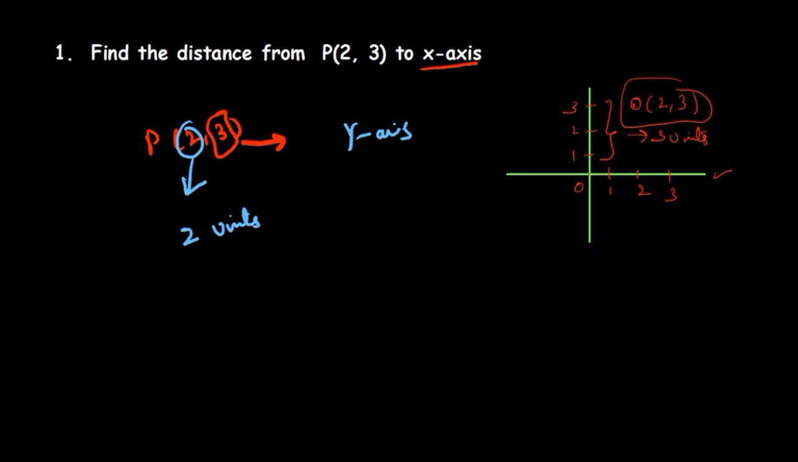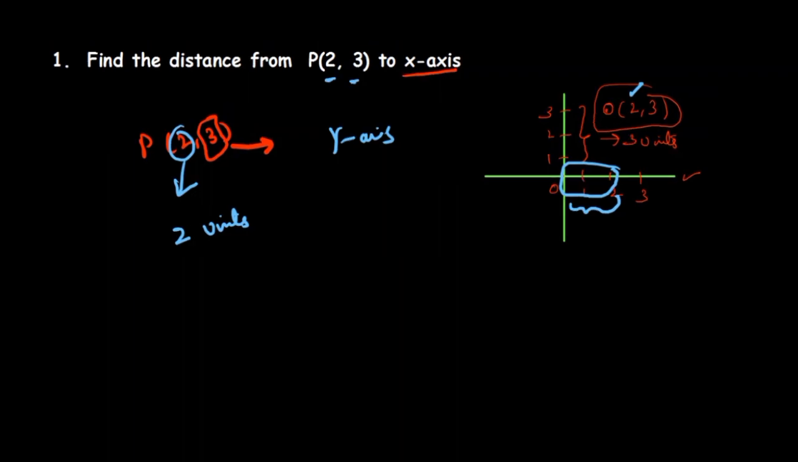For suppose you can observe here. Now 2, 3 is a point. How much distance is this from y-axis? You can check, this is only 2 units. So it's very simple. When the question is asking on x-axis, you can focus on y coordinate. That means 3 units. When the question is asking on y-axis, you can focus on x coordinate. So finally this question's answer is 3 units. I repeat once again, the question, find the distance from P 2, 3 to x-axis, that is 3 units.